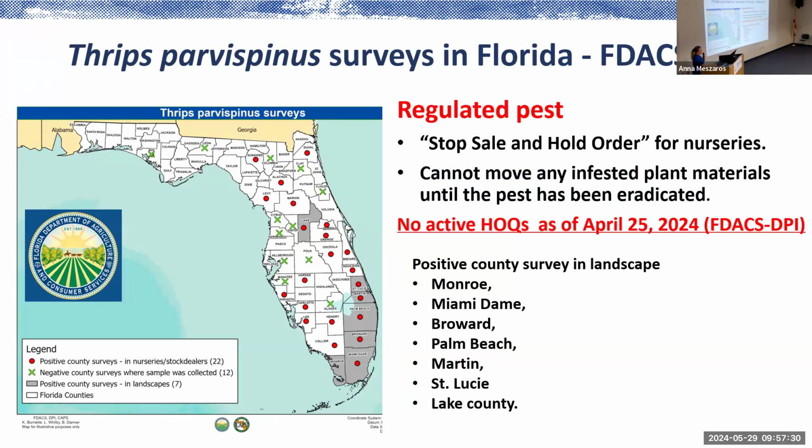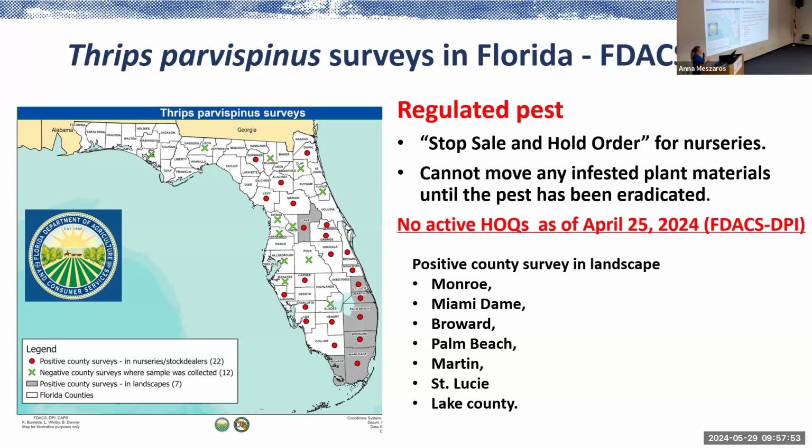The green crosses here represent a negative survey by FDACS DPI, and the red dots, let me try to show it with this one, the red dots are positive surveys. They represent interceptions, and interceptions are in ornamental nurseries or in stock dealers. And why is this important and relevant?